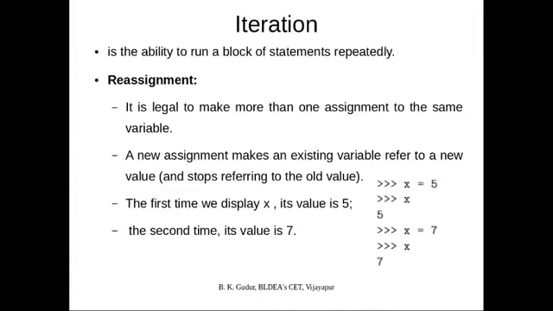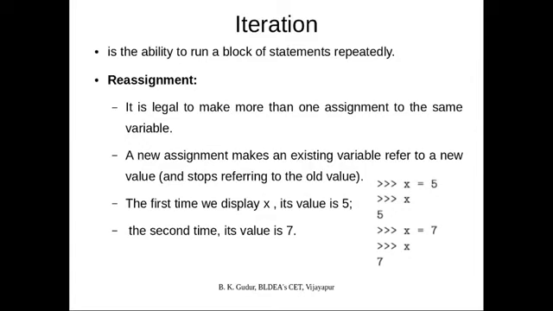When I say iteration, what is iteration? It is the ability to run a block of statements repeatedly. For example, when we start the loop executing, if we execute it once, we call it the first iteration. When we repeat it once again, that is called the second iteration. Like that, there can be n number of iterations. There can even be a loop where the number of iterations is infinity.